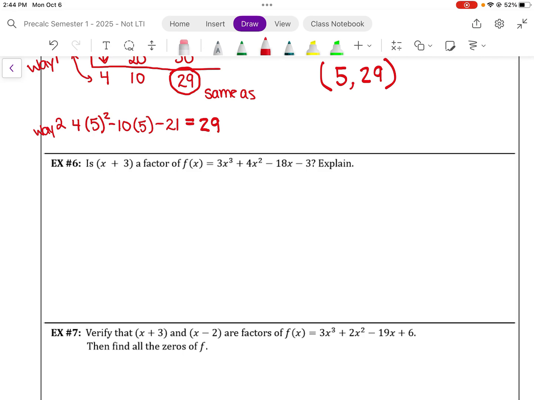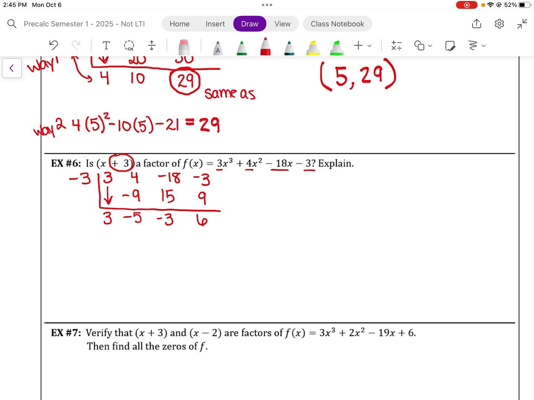Is x plus 3 a factor of this polynomial? I'm not going to read it out. So you could take a guess if you wanted. Or, yay, synthetic division. We're going to take these numbers: 3, 4, negative 18, and negative 3. And the number we're going to put on the outside is actually a 0. So what plus 3 is 0? That's negative 3. Bring the first number down, multiply, add straight down, multiply, add straight down, multiply, add straight down.